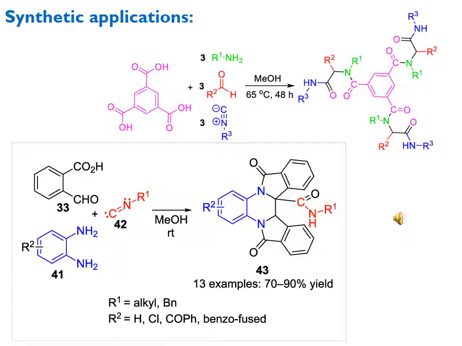Here the different variables R1 and R2 are also listed. R1 can be alkyl and benzyl, and R2 can be hydrogen, chlorine, or phenyl, carbonyl, or you can say benzoyl moiety, and benzo-fused rings can also be used here.